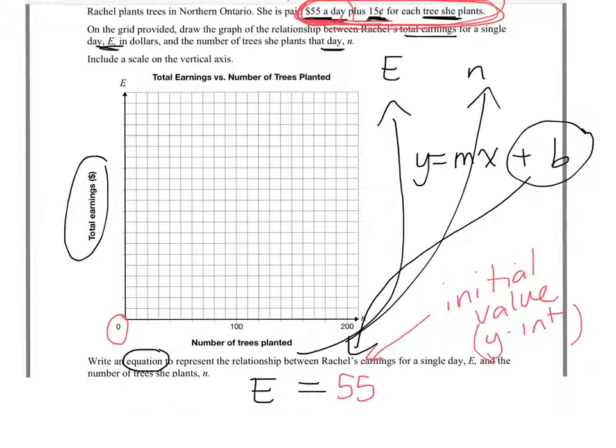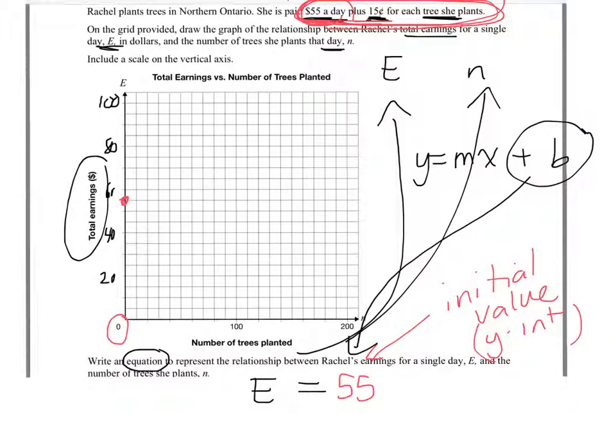So what scale did you guys use to graph this? 20. You counted by 20? That's really small. 5, 10, 15, 20. The first point would be at 0, and here's 40, here's 50, 55. Okay, that's my first point.